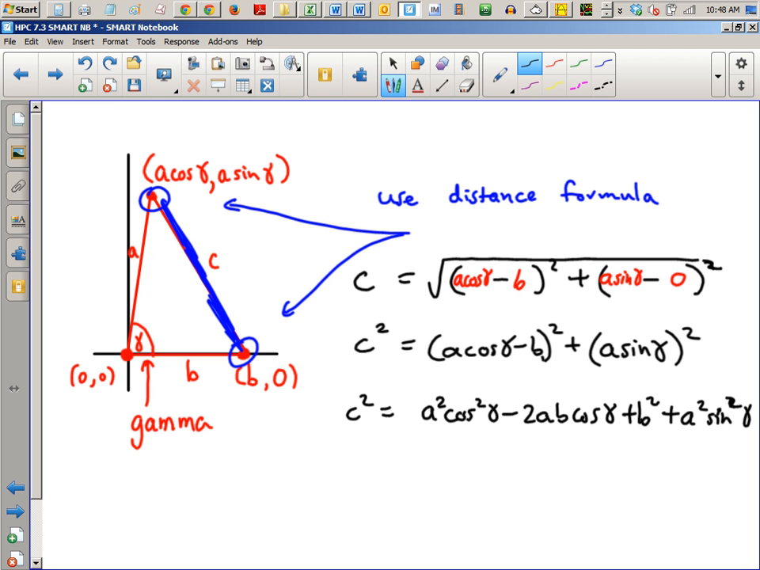Okay, guys, what is cosine squared plus sine squared? 1, right? So what is A squared cos squared plus A squared sine squared? In other words, these two green things, if cosine squared plus sine squared adds up to 1, then what does A squared cos squared plus A squared sine squared add up to? A squared. In other words, you can factor an A squared out of those two terms, right?